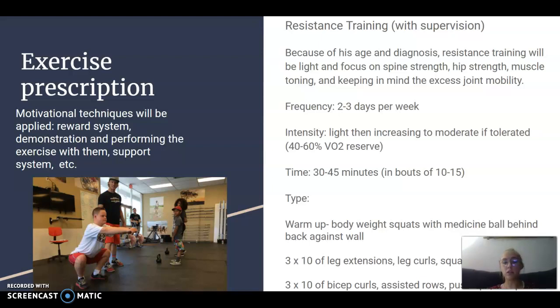And then motivation is super important. So maybe a reward system for, in his case, paying attention, maybe repeating back instructions would be helpful. Performing the exercise with them so they're not alone, making sure they have a good support system, are all different motivational techniques to keep Charles motivated, to keep him wanting more, to keep him wanting to get better. All would definitely help. Thank you so much.